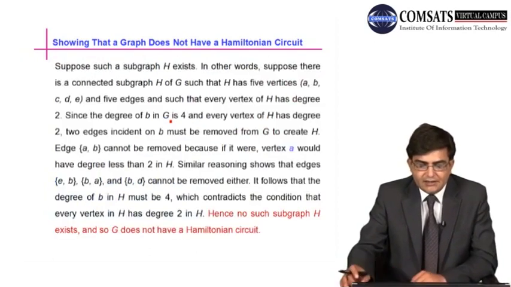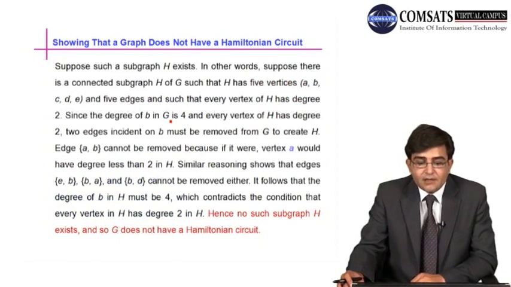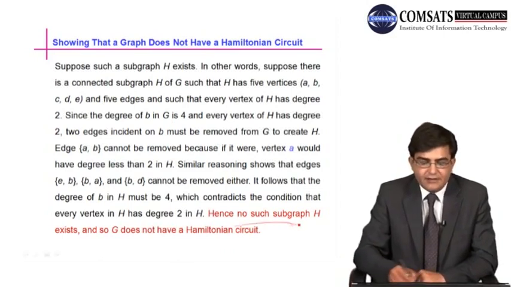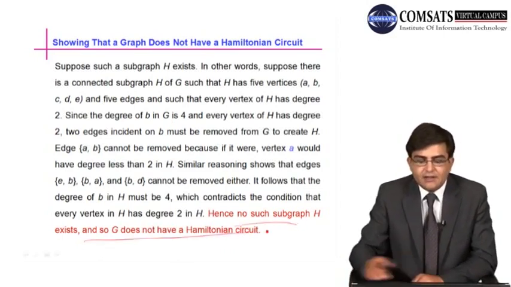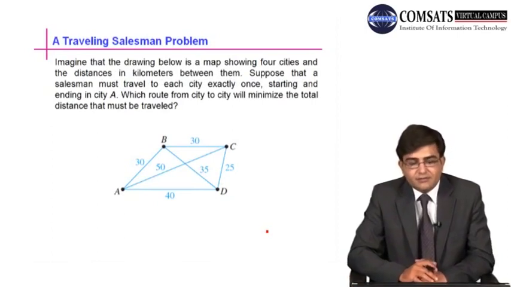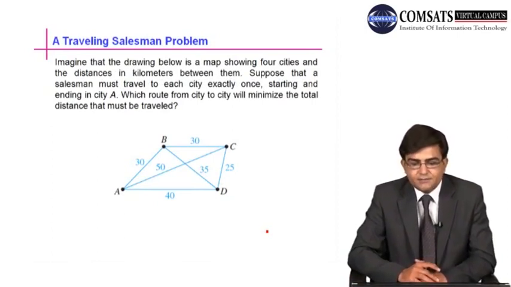So this is basically the detail we have discussed already. Hence no such subgraph H exists, and so G doesn't have a Hamiltonian circuit. Next, a very famous example of a traveling salesman.